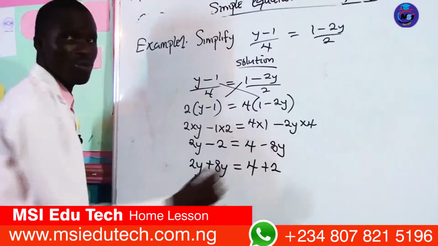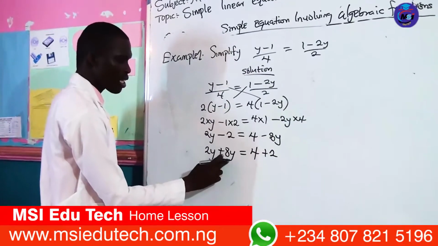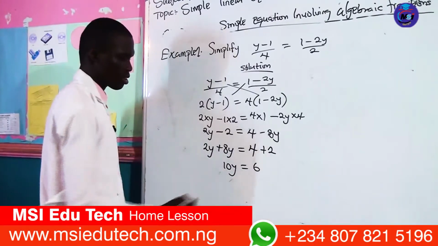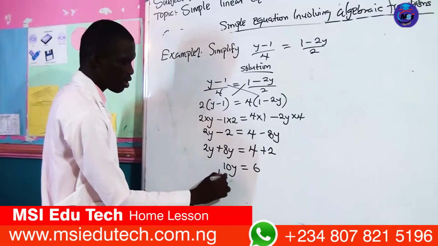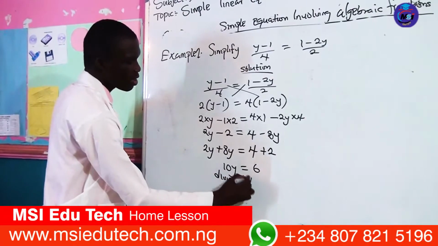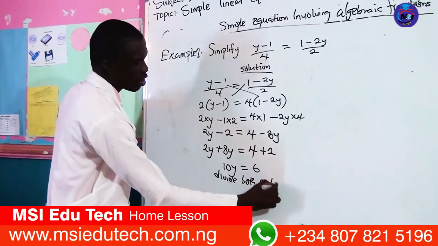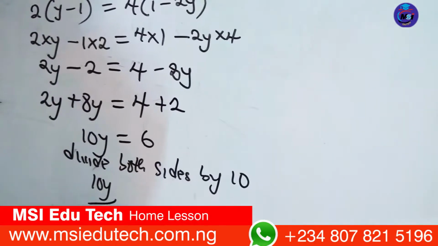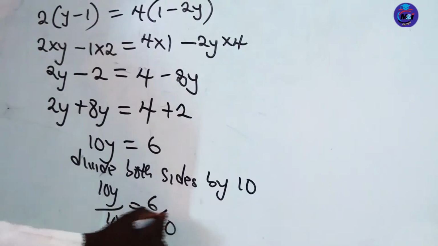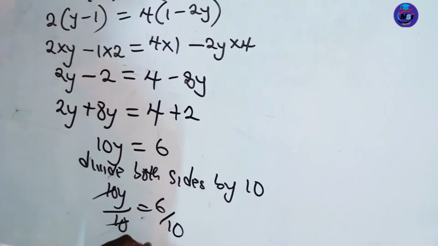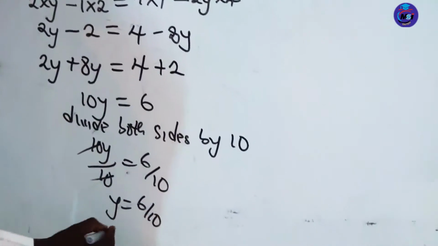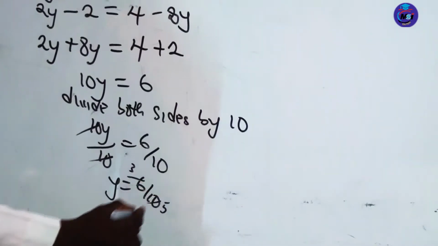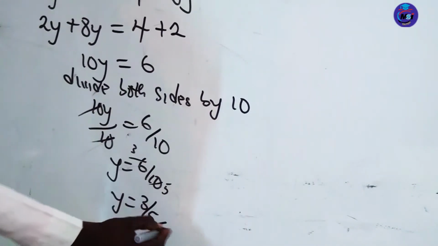4 plus 2, okay? 2 plus 8 will give us 10y equals 6. You divide both sides by 10. We have 10y over 10 equals 6 over 10. This cancels this. y will give us 6 over 10, and dividing by 2 here and here, we have 3 over 5.